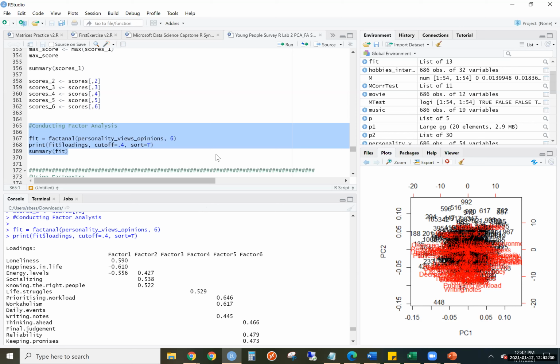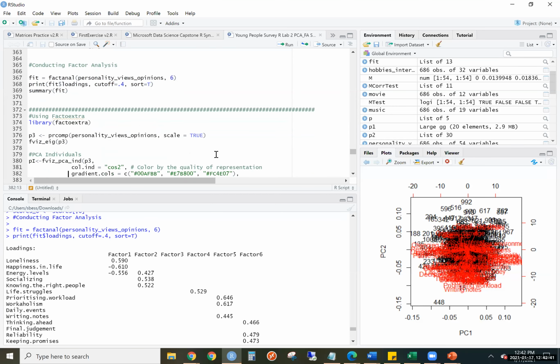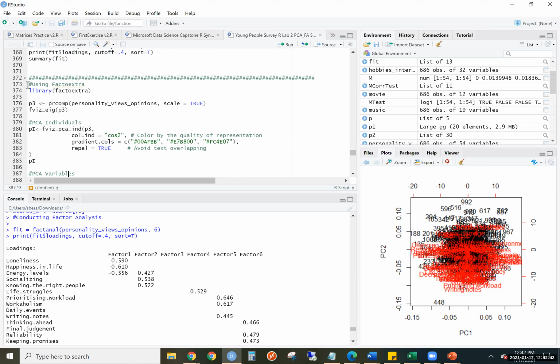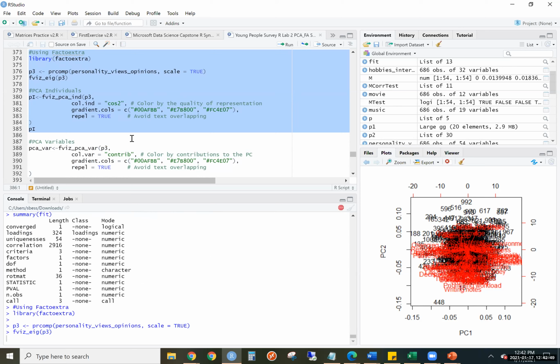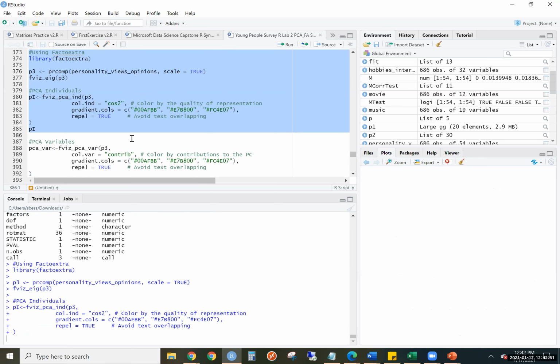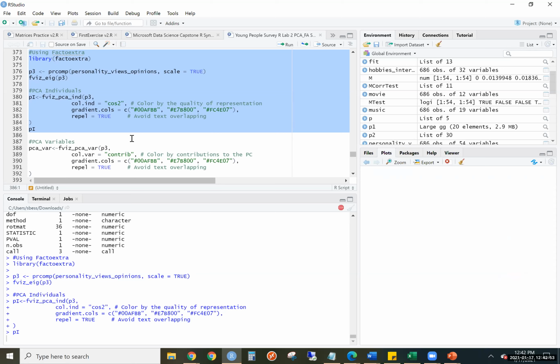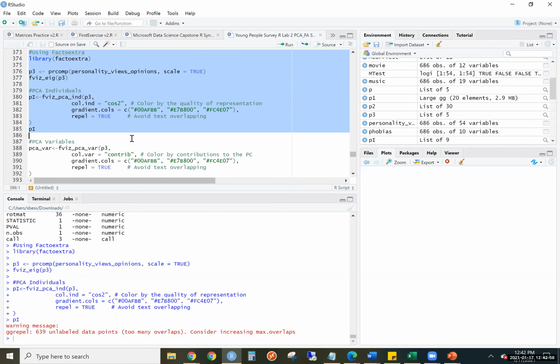And then the final thing that you can do is look at this using the livewire factor extra, and you can look at some of these other visualizations as well. And it's not going to let me because the data set's too large.